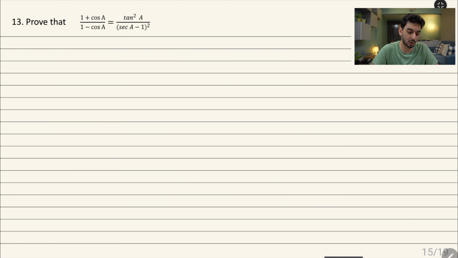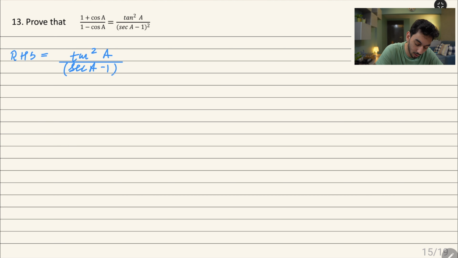Okay, next question. This one says prove that 1 plus cos A upon 1 minus cos A is equal to tan square A upon sec A minus 1 the whole square. I would start with my right hand side because that looks complex to me. Okay, so right hand side is tan square A upon sec A minus 1 the whole square.